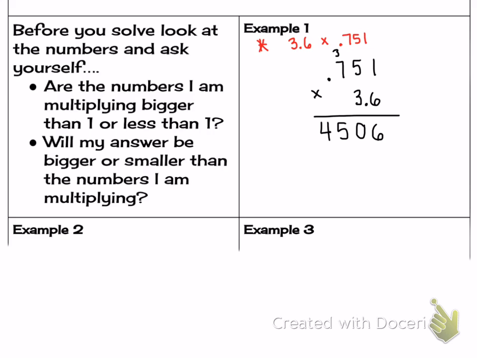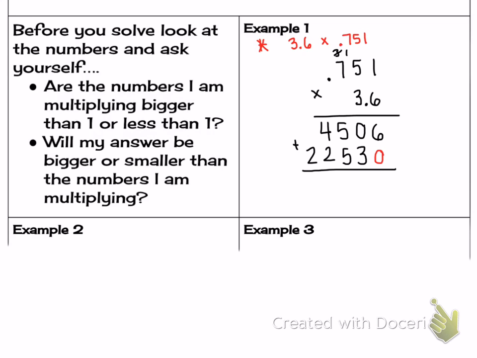I go on to the second number, the 3. I need to remember that when I multiply by the 3, I have to put that place value holder there. So now I'm going to multiply the 3. 3 times 1 is 3. 3 times 5 is 15. Carry the 1. 3 times 7 is 21, plus 1 is 22.